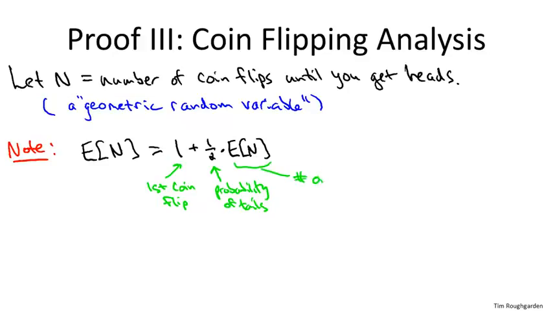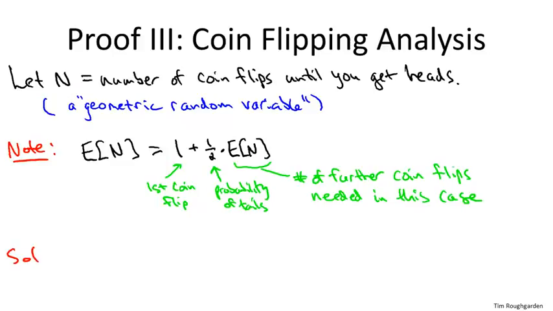So now we have a trivial equation in terms of the unknown expected value of N, and the unique value that the expected value of capital N could have in light of this equation is 2. So on average, if you flip a fair coin and stop when you get heads, you're going to see 2 coin flips on average.